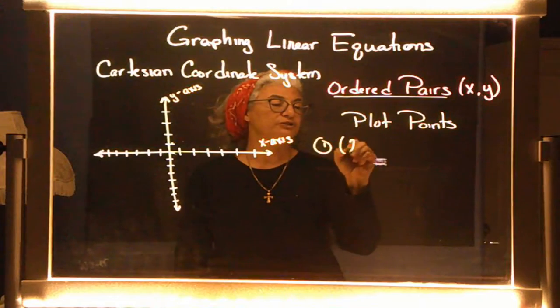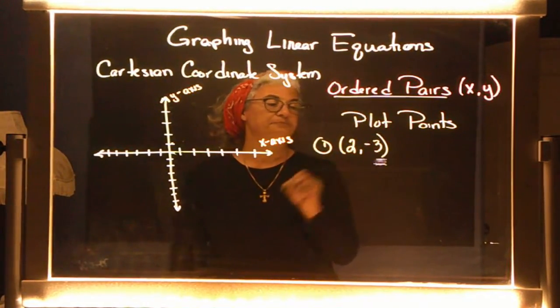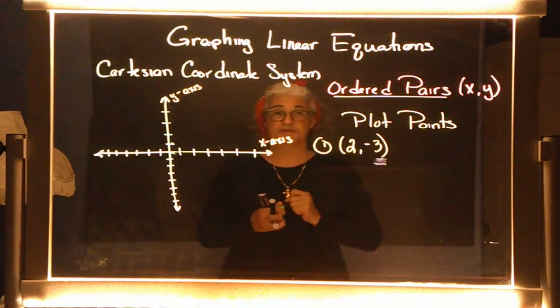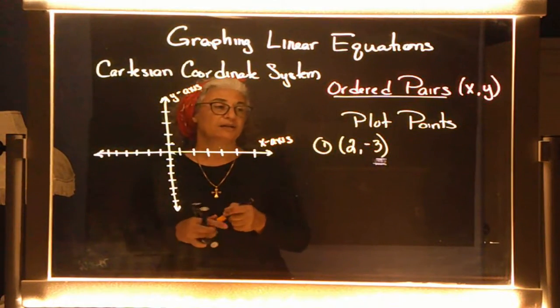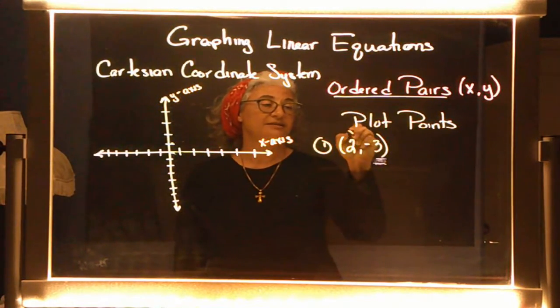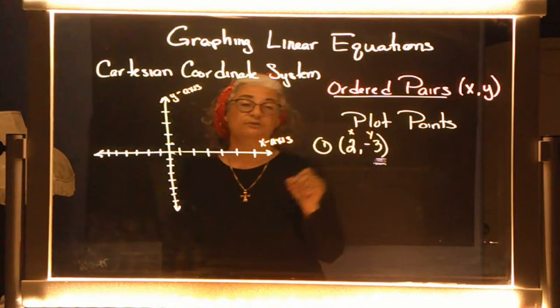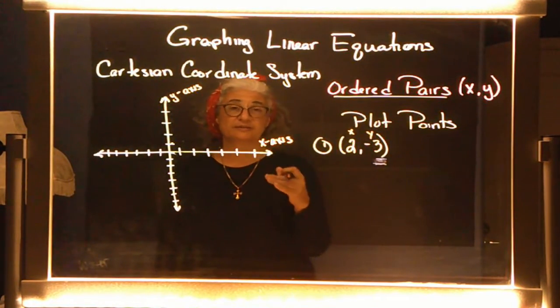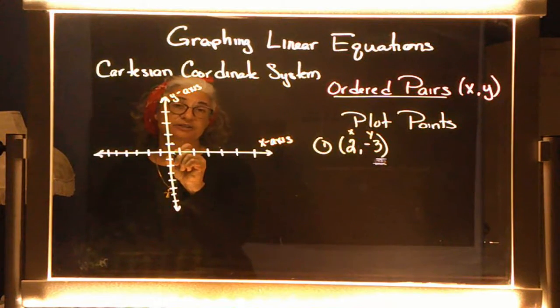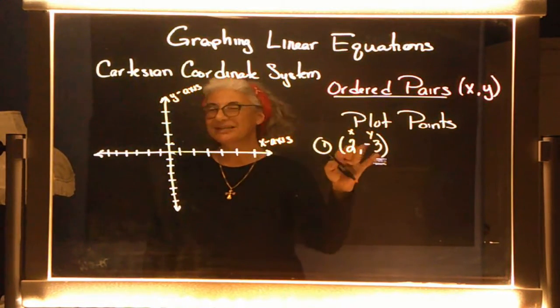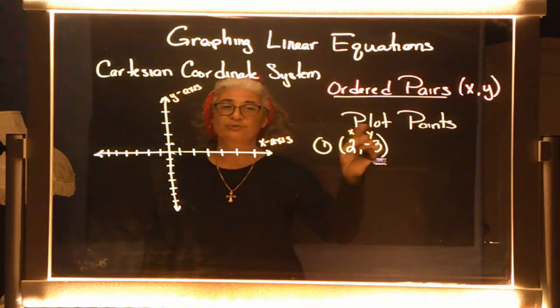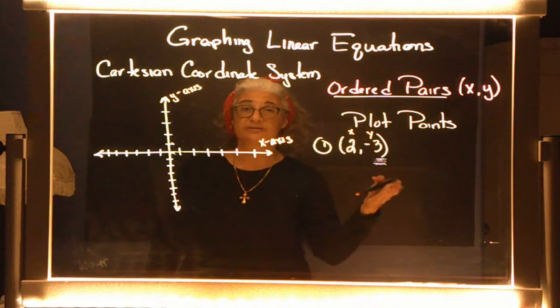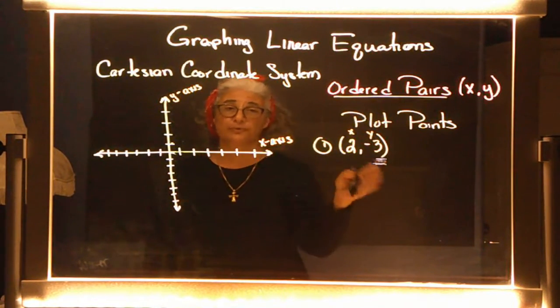Let's plot the point (2, -3). So remember, the first number represents x and the second number represents y. Got it? And how you start plotting points is this. You always start at the origin. And these numbers are like a set of directions to get you to the resulting point, the resulting ordered pair.